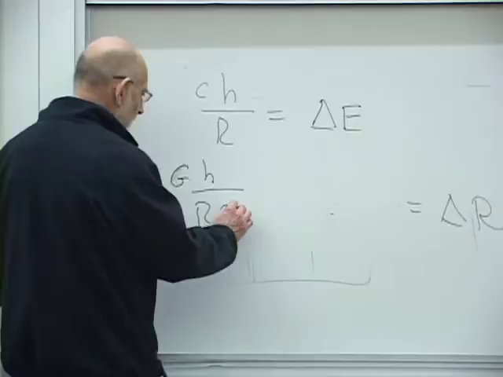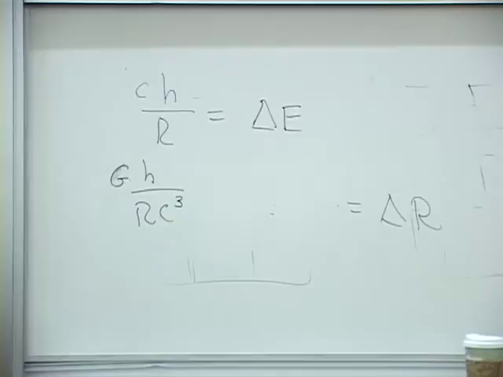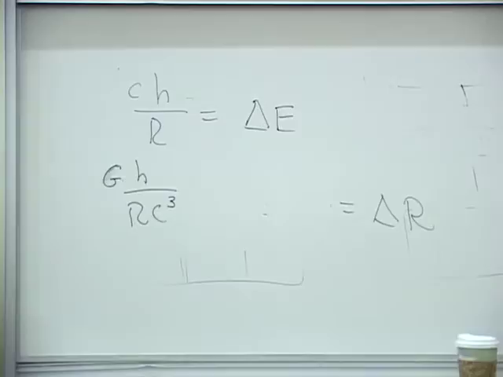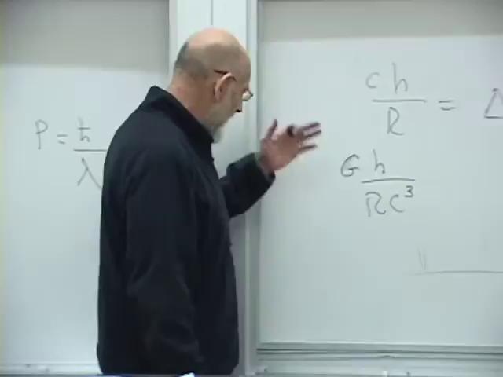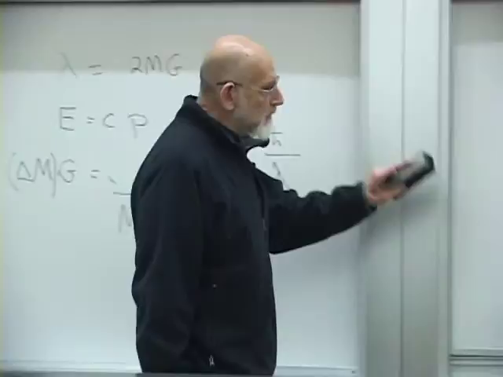That's where you set everything, like C equals 1. Yeah, don't set C equal 1 in part of the thing and not the other part. Yeah, I think it's GH over RC cubed. That's the change in radius. Now multiply by the radius.